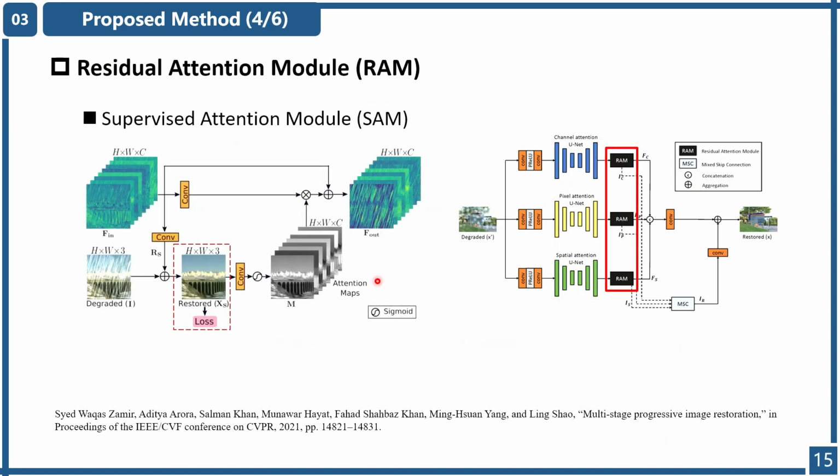After the feature extraction process in the different UNet branch networks, these extracted features are fed into the residual attention module. This module is a modification of the original supervised attention module, SAM, as shown in this figure, where we have removed the loss calculation as indicated in this section of the figure. Additionally, we replace the 1x1 convolution in SAM with 3x3 convolution.